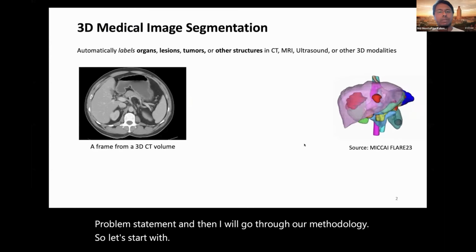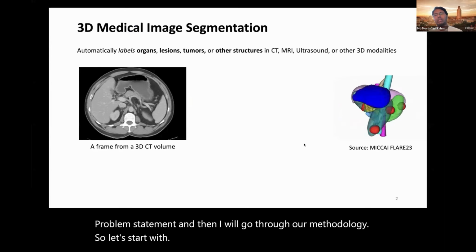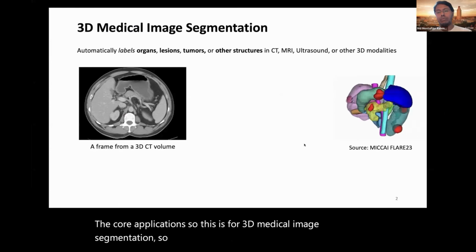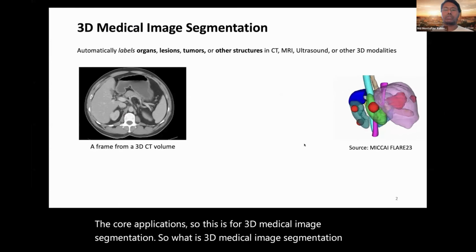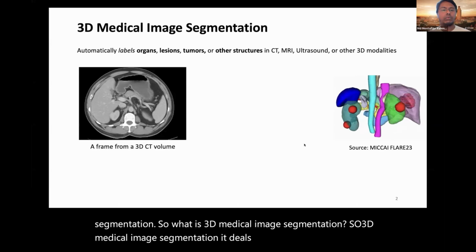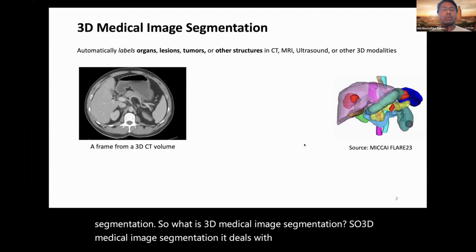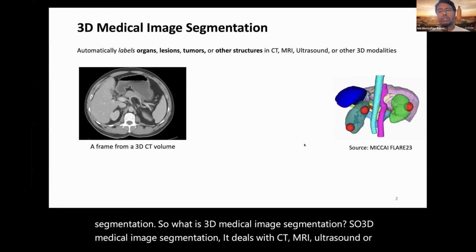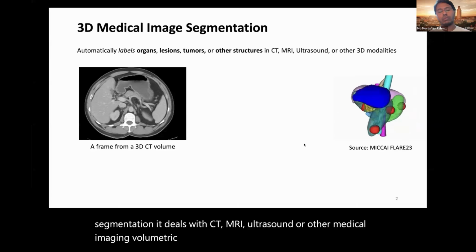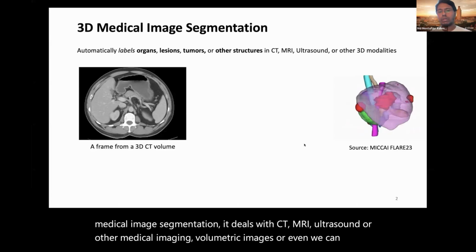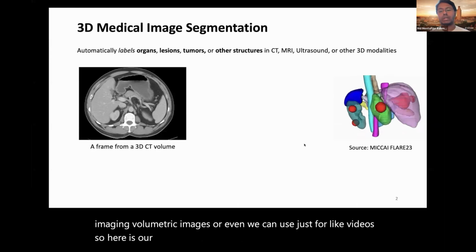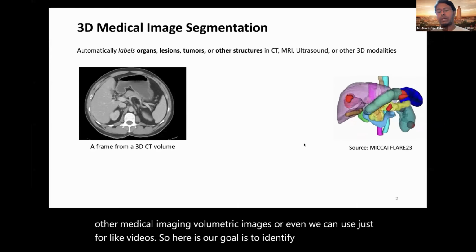3D medical image segmentation deals with CT, MRI, ultrasound, or other volumetric medical images, or we can even use it for videos. Here our goal is to identify landmarks or biomarkers inside an image. It's segmentation, so pixel-wise classification actually: automatically labeling organs, lesions, tumors, or other structures of interest inside a volumetric CT, MRI, or ultrasound.